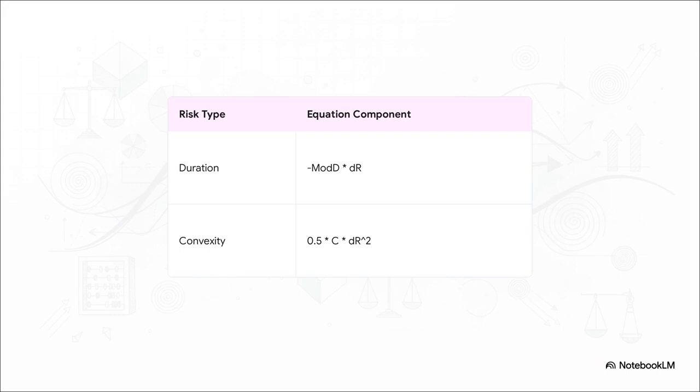So the crucial point here is how these two forces actually work together to protect you. This slide right here shows the second-order Taylor expansion. To find your actual price change during a market shock, you first calculate the straight-line drop using your first-order duration. Then you add back the second-order convexity adjustment. Convexity literally bends the math back in your favor during massive rate swings.